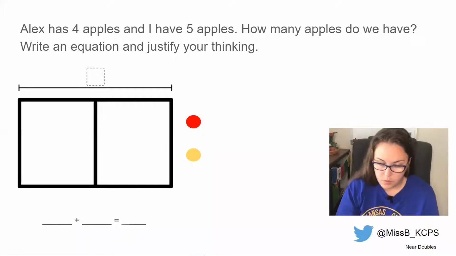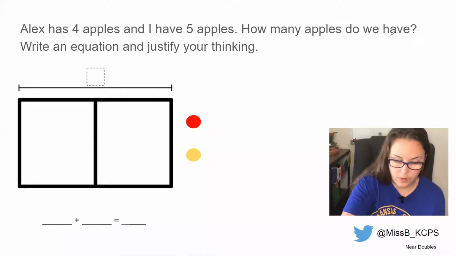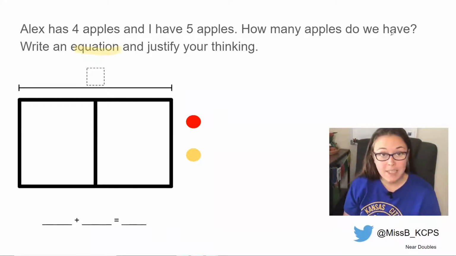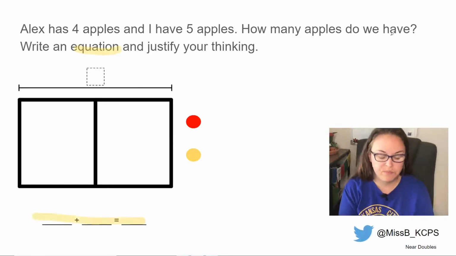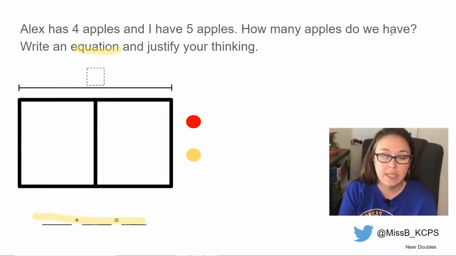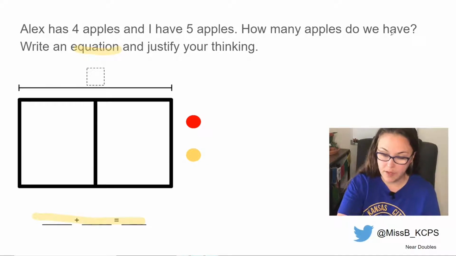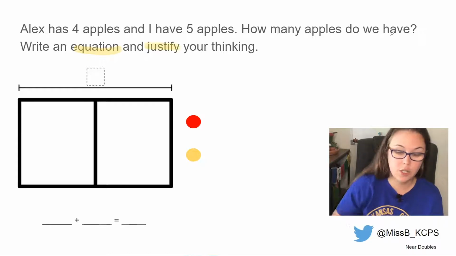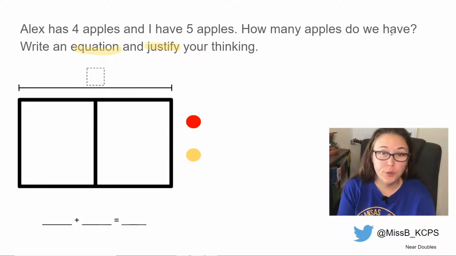So I'm going to take my drawing tool here, and I'm going to highlight in yellow the word equation. Equation is an important math word, and an equation is this down here at the bottom of your screen. An equation always has an equal sign. If it doesn't have an equal sign, it can't be an equation. So that's the first really important word. The second really important word is justify. And justify means to prove what you're thinking and how you got your answer.